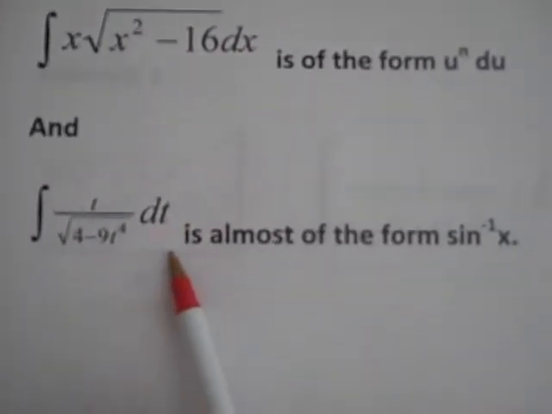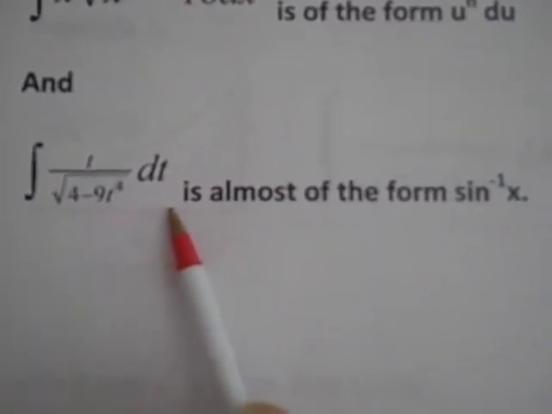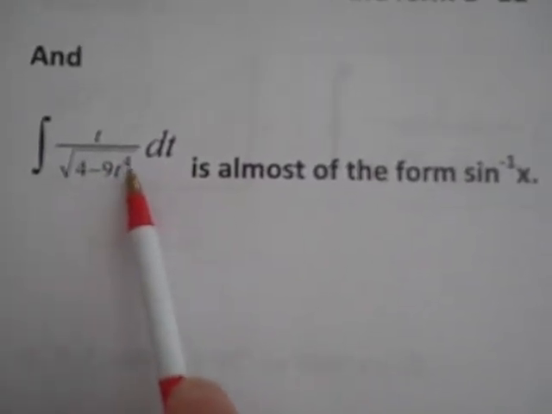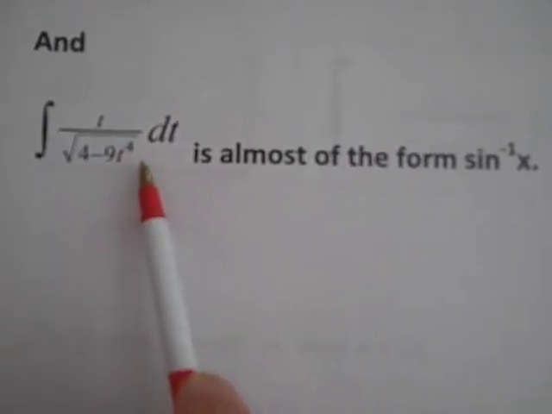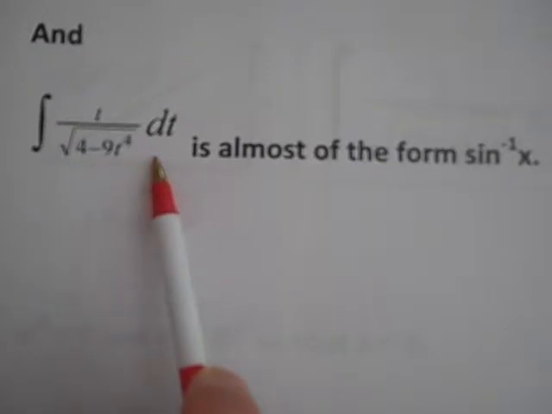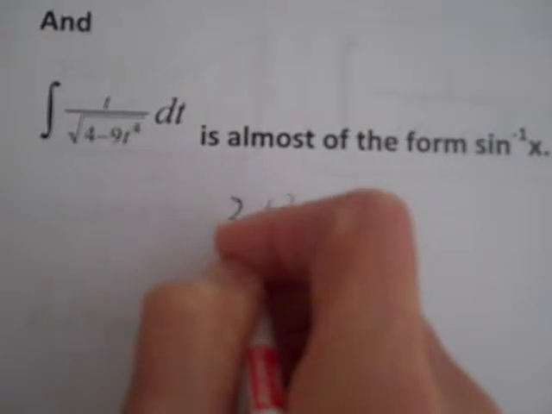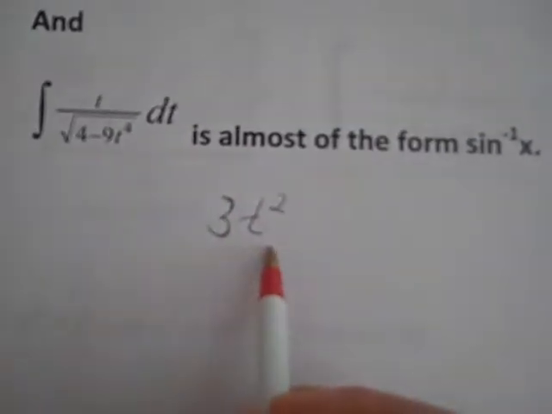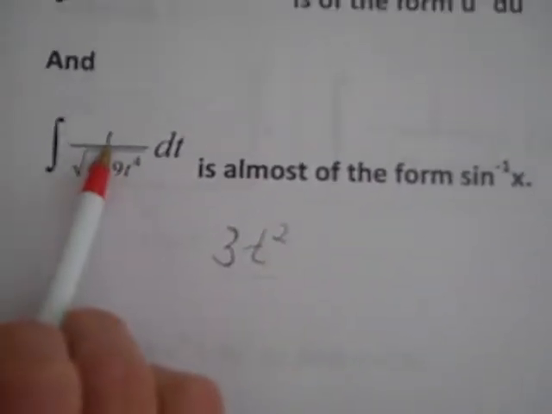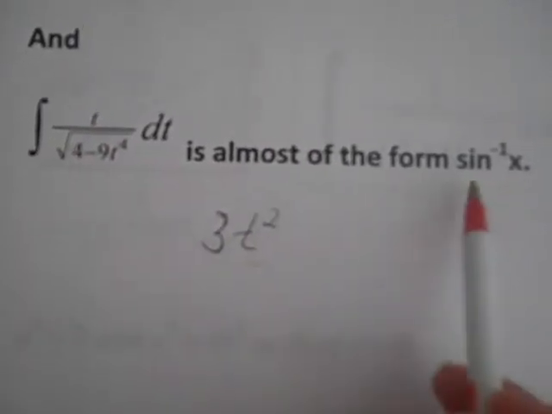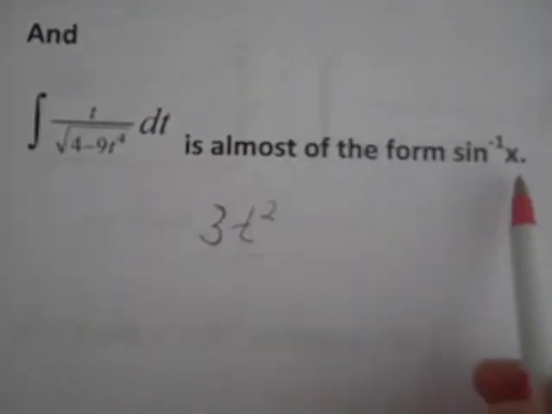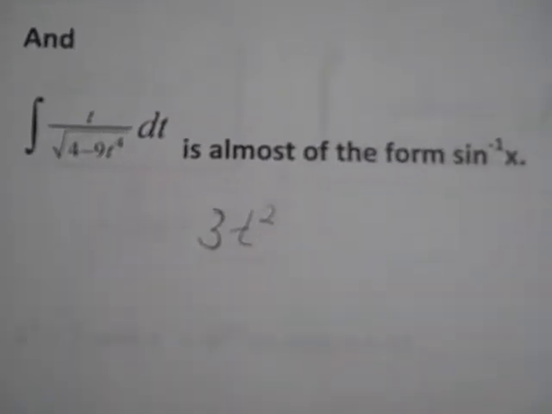Down here I have another example of where you would not want to use a trig substitution. Here you have a square root, 4 minus 9t to the 4th, but if I consider 9t to the 4th as 3t squared quantity squared, then I have my 3t squared here, and the derivative of that is 6t. I have a t up here in the numerator, so that would make this integral of the form inverse sine.